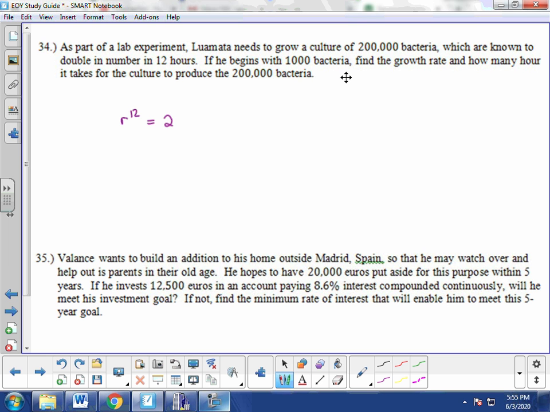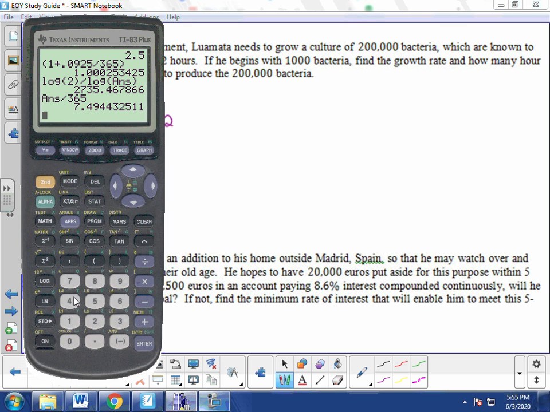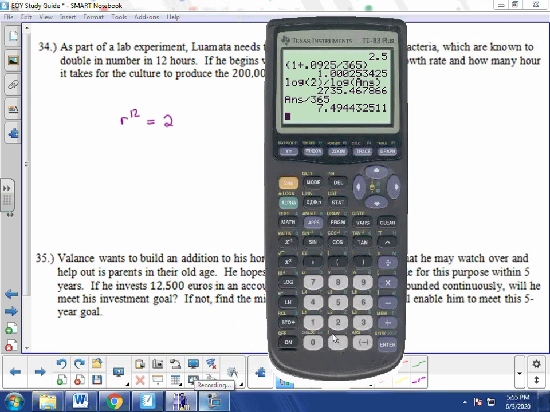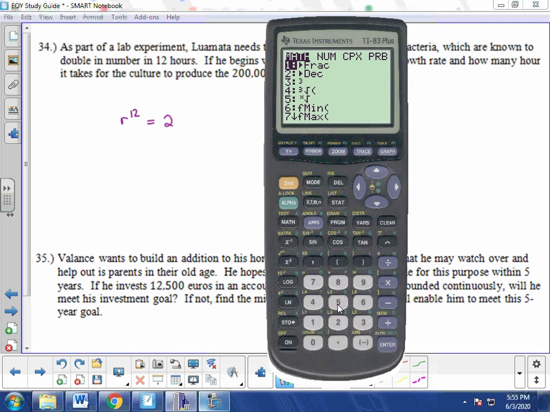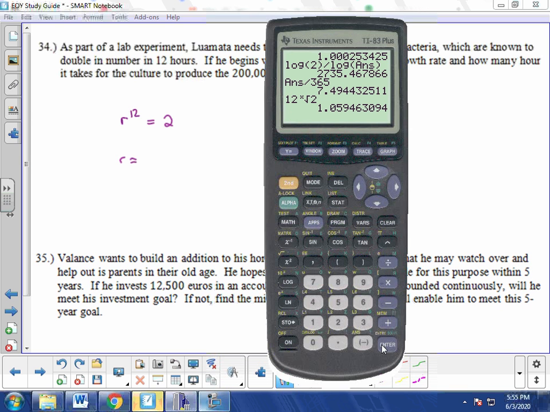So what I can do to find the hourly growth rate now, to solve for R, I'm going to take the 12th root. So in my calculator, I'm going to push 12, hit the math button, and then use this option number 5. I'm going to take the 12th root of 2. And this is the hourly growth rate. I'll round it when I write it, but again, I'm going to use this later. The hourly growth rate is approximately 1 point.